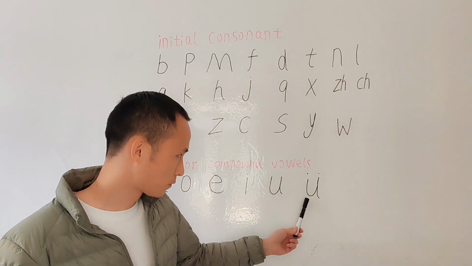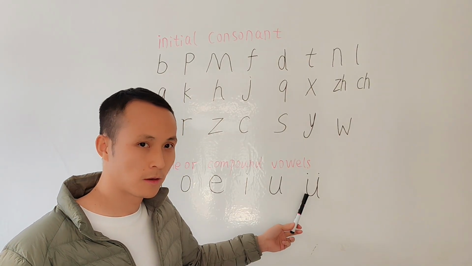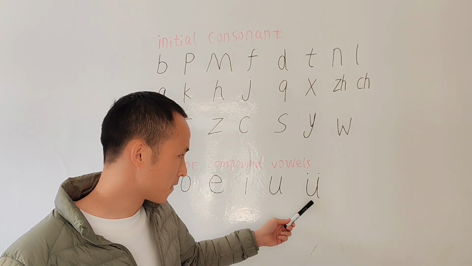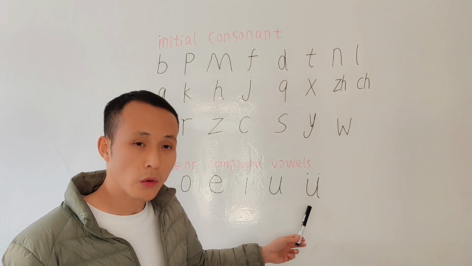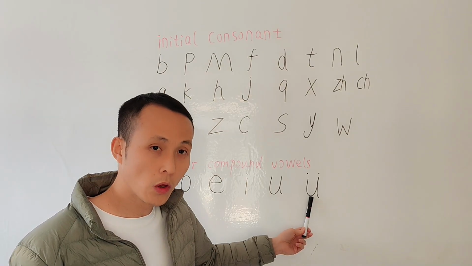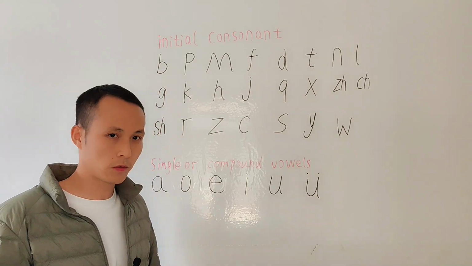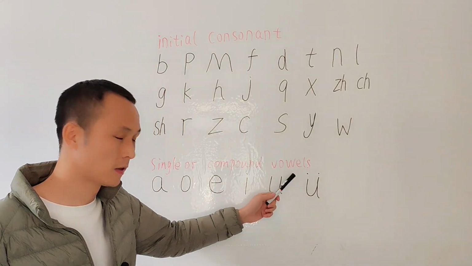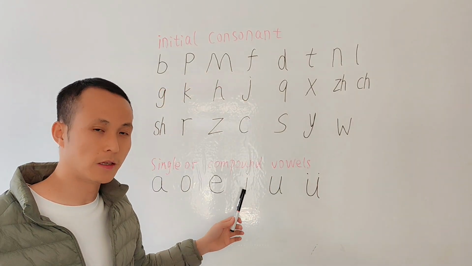Okay, this one may be difficult for you, but it's easy for Germans because in German there's a similar sound. Ü, ü. Later on we will learn more compound vowels that will follow those initial consonants to form Chinese pinyin.